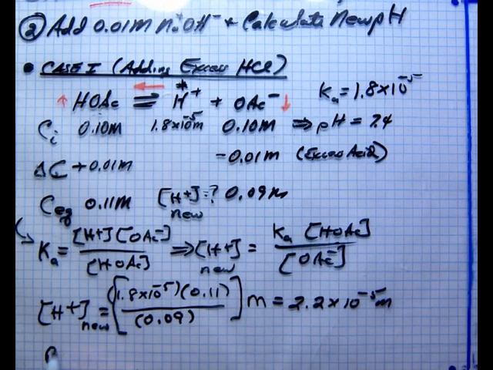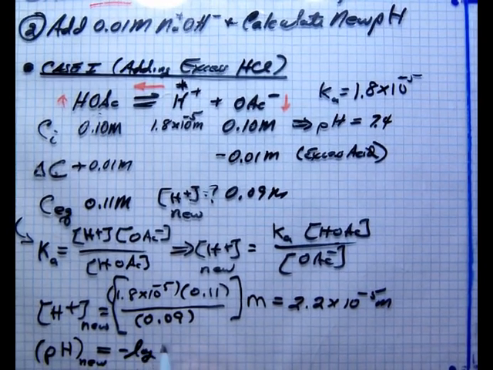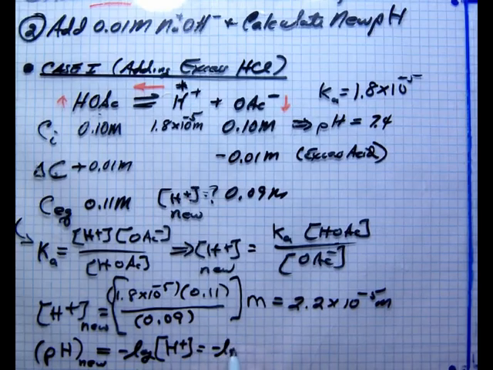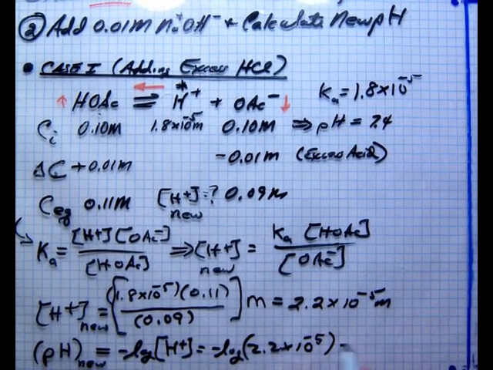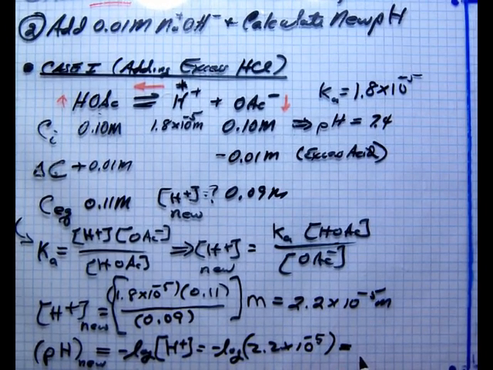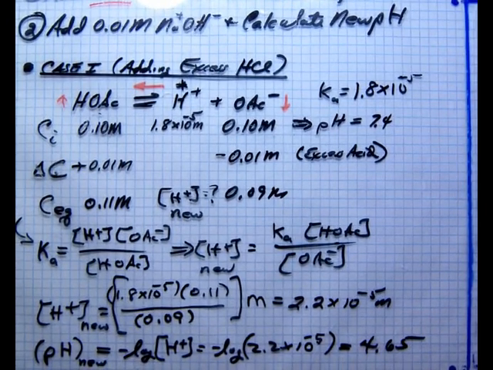So with that, we want to calculate the new pH, which is minus log of the hydronium ion concentration, which is minus log of 2.2 times 10 to the minus 5 mole per liter, which gives us 4.65. This is the new pH.